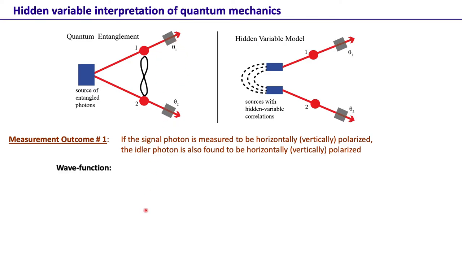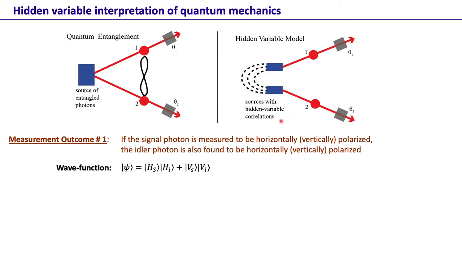So let's first take quantum mechanics. Can we have a wave function description that can explain this measurement result? Of course we have, and it is this wave function. If we have a two particle wave function like HH and VV, then this would be able to explain this kind of measurement result, because if you make a measurement, the system will collapse either into this one or into that one. Whenever it collapses here, we find that both signal and idler are horizontal. Whenever it collapses here, we find that both signal and idler are vertical.